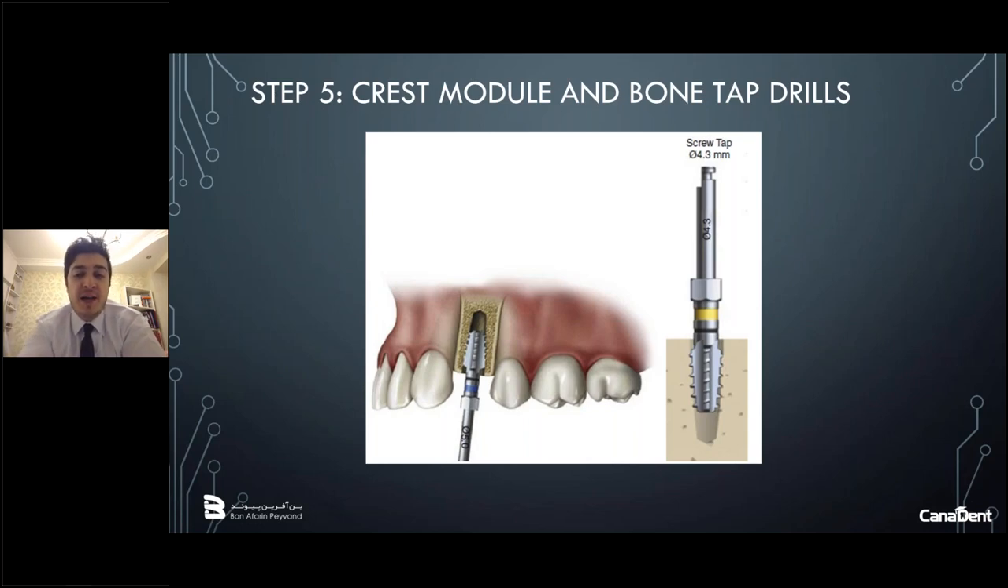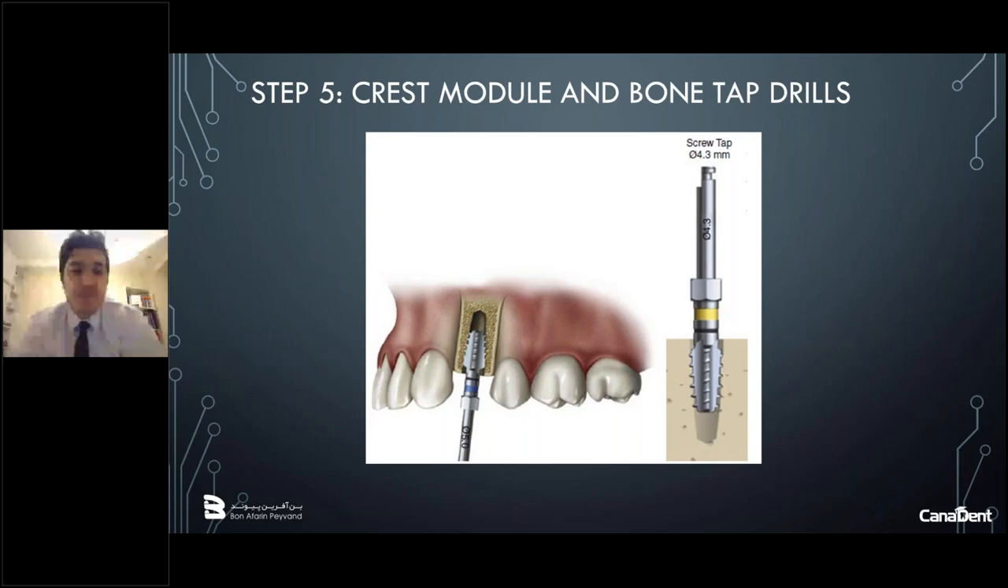The thread formers or taps should use a high torque, slow speed handpiece and rotate at less than 30 RPM. So, as I said before, we want the implant, the fixture, to expand the bone and get in position. If our cortical bone is so dense, the tiny implant cannot expand that hard bone. So we need to get it a little wider at the crest with this countersink drill or crest module, so it will be easier for the implant to get in position to the appropriate length.